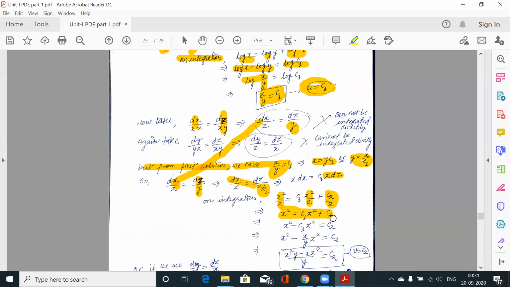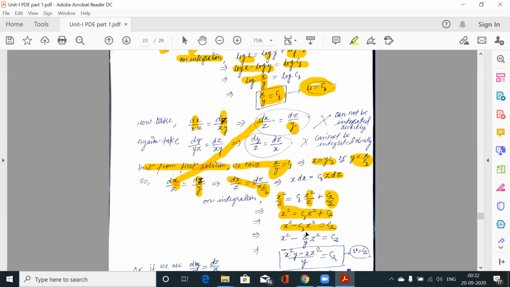Now, we cannot write directly c2 is equal to x square minus c1 z square, because if you remember, we need to get two independent solutions. u is equal to c1, v is equal to c2, and u and v are functions of x, y, z, not constants. So if we write c2 is equal to x square minus c1 z square, this is the c2 value. So we cannot use this as v, because v is a function of x, y, z only, it cannot include any arbitrary constant.